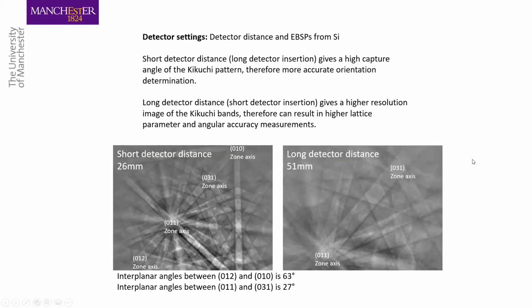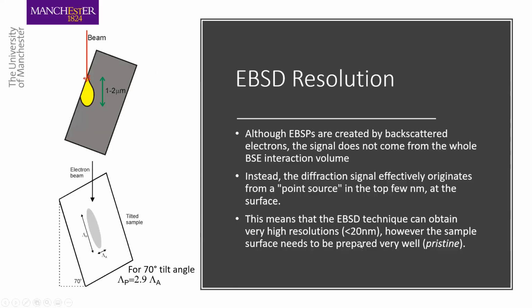So detector settings can also be used, for example, moving the detector in and out. If you have a long detector distance, that means you've not put the detector far enough in. You don't capture as much of the pattern, but you get really wide bands for angular accuracy. And if you move the detector in, you capture more of the pattern, so you can see here more zone axes of this sample. But the bands are narrow.